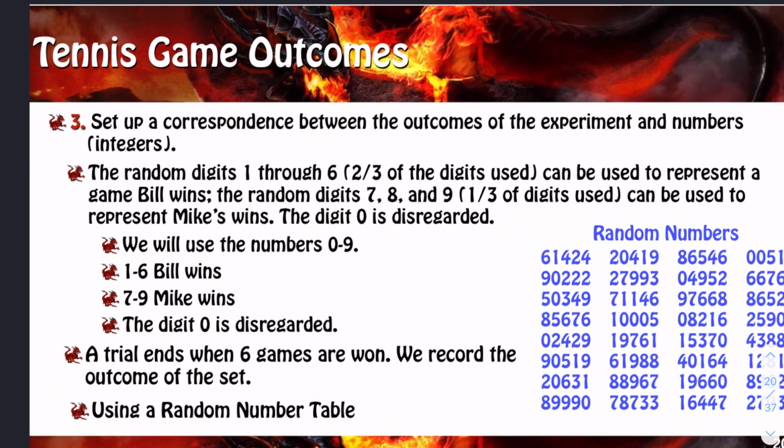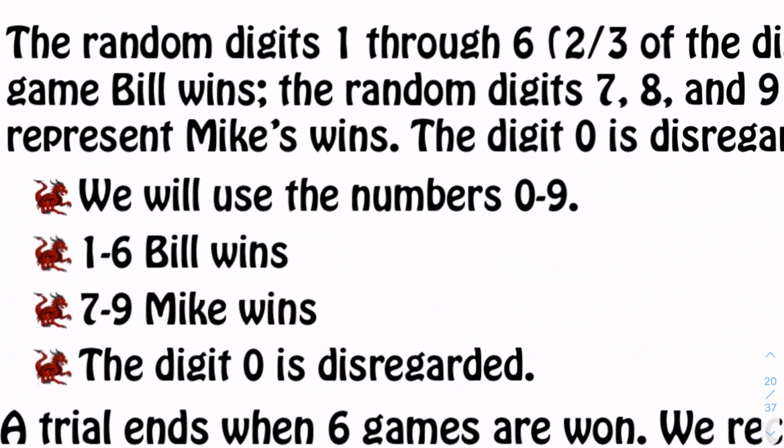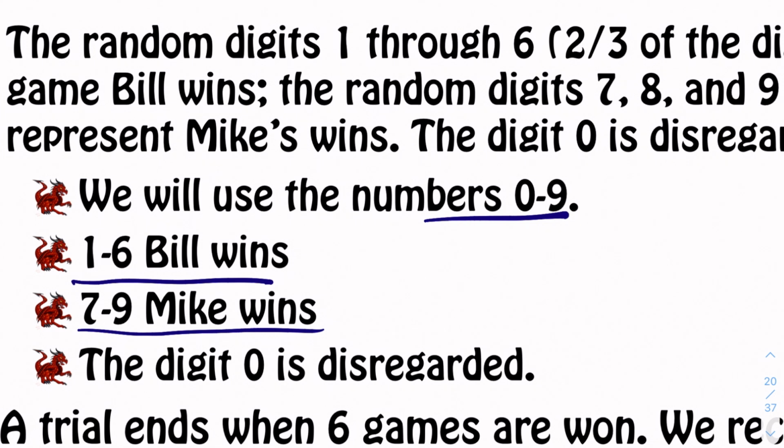So then I'm going to ask you guys, list out what are the numbers you're using and who gets what determination. So in our list, we're saying we'll use the numbers 0 to 9. 1 through 6 is Bill wins. 7 through 9 is Mike wins. The digit 0 is disregarded.